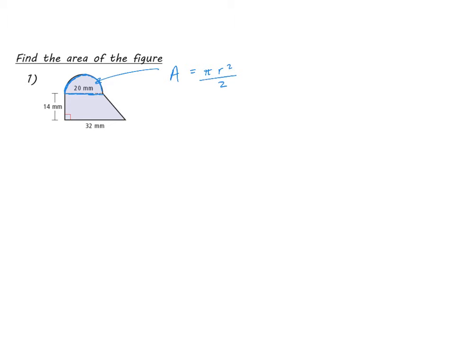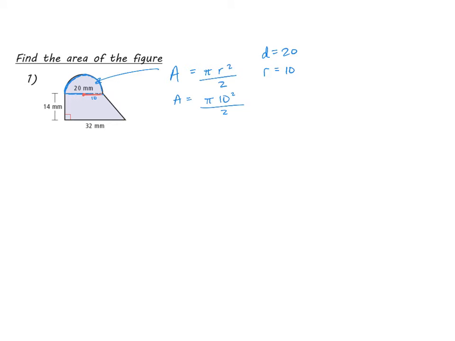So to do the area of that semicircle, I need the radius. I'm not given the radius, I'm given the diameter. If the diameter is 20, then my radius will be half of that. So diameter equals 20. That means my radius is going to equal 10 millimeters. Nice. So let's follow our area formula. Pi times 10 squared over 2.